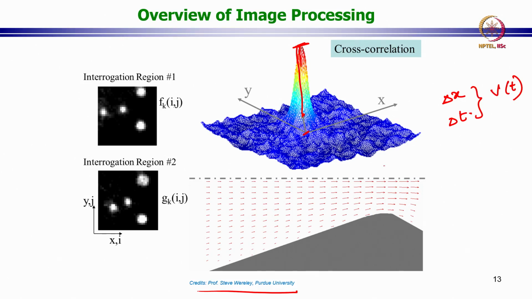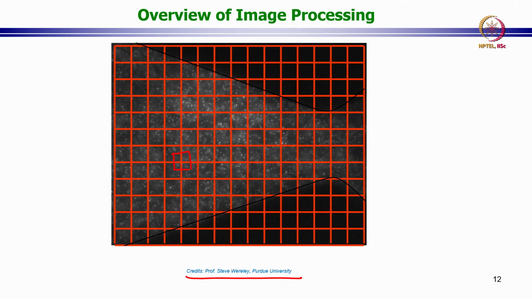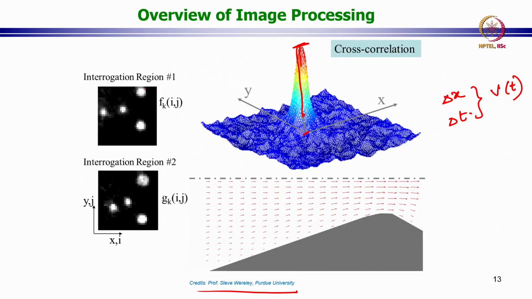Once you have that, then you combine all the data when you are doing this interrogation for each and every single interrogation window. For example, here you do this for all the different grid points, and you end up with velocity vectors at each and every different grid point, right. Okay.